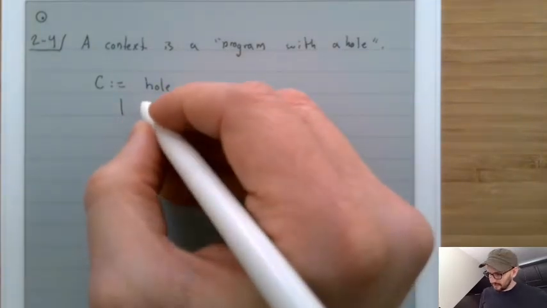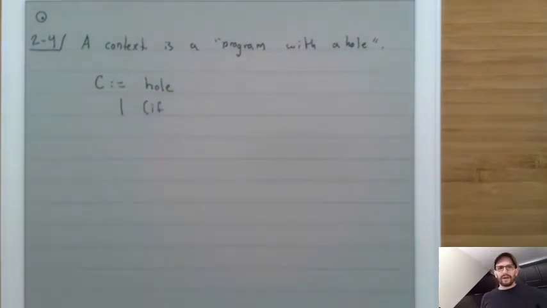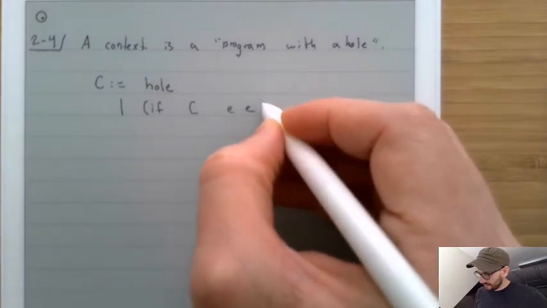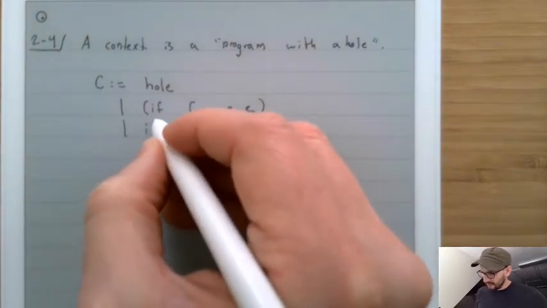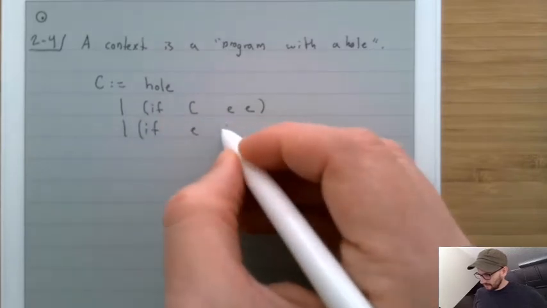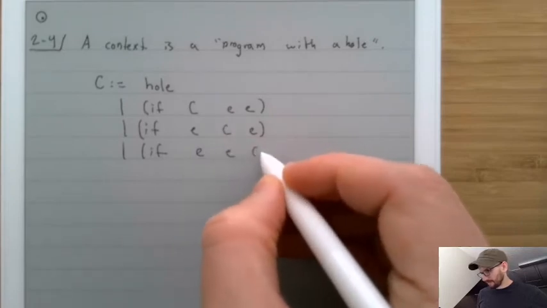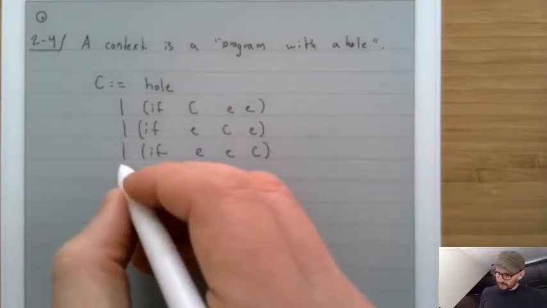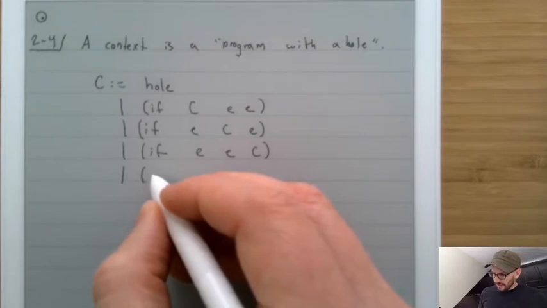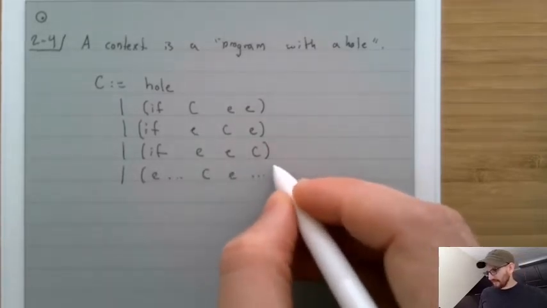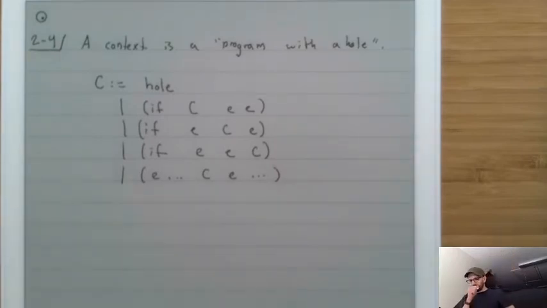So there can be if statements. Now where can part of an if statement be missing? Well, it could be in the first position. It could be in the second position. Or it could be in the third position. And then what about function calls? Well, a function call can have any number of expressions, and then a context, and then any number of other expressions. There's always at least one context somewhere.